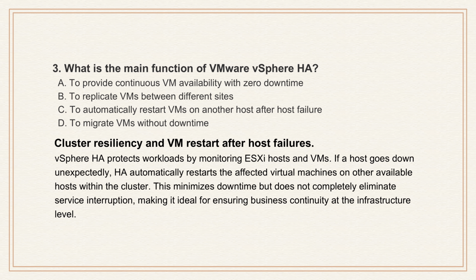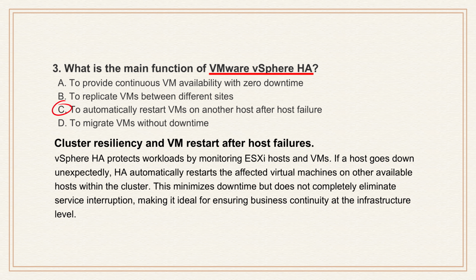Our first line of defense is VMware vSphere HA. High availability. HA. Right. Its main function is pretty straightforward. Automatically restart virtual machines on another healthy host if their original host fails. Okay, so it notices the failure and just starts them up elsewhere. Exactly. HA constantly monitors your ESXi hosts and the VMs on them. If a host goes down, it quickly detects that failure and initiates the recovery of the affected VMs on another active host in that cluster.